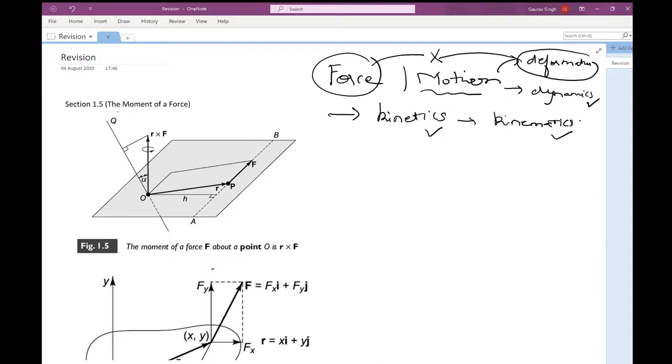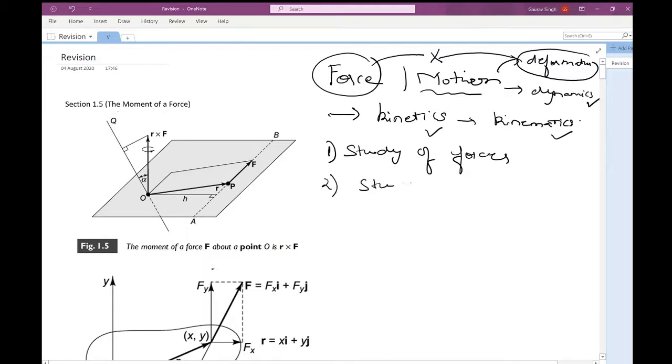Okay, so the steps which I had told you beforehand, the 5 steps, remember, they are simplified for the sake of our learning in the language which we'll be using in this course. So for that, you have the first step as the study of forces. Then you have the study of deformations.